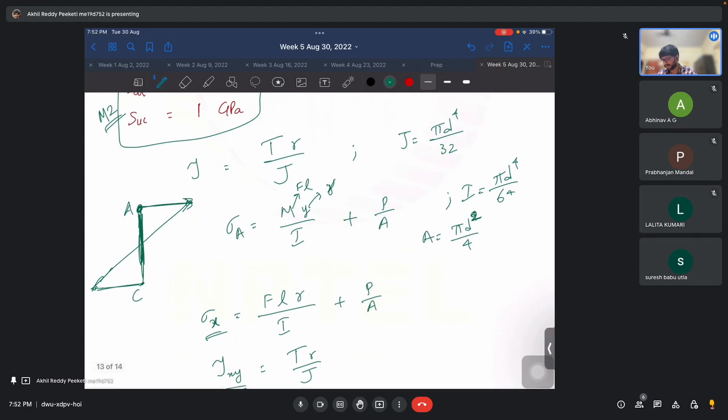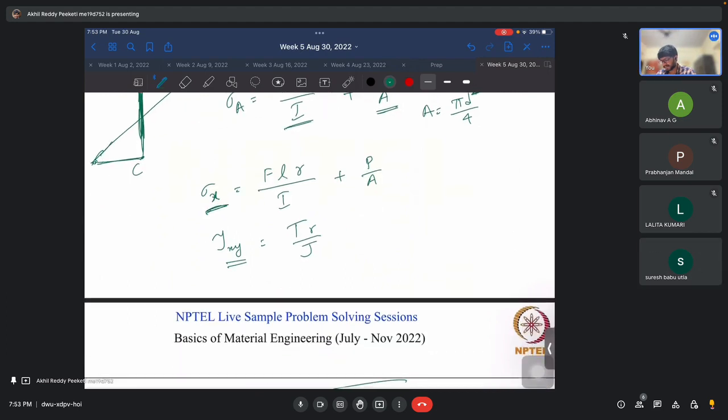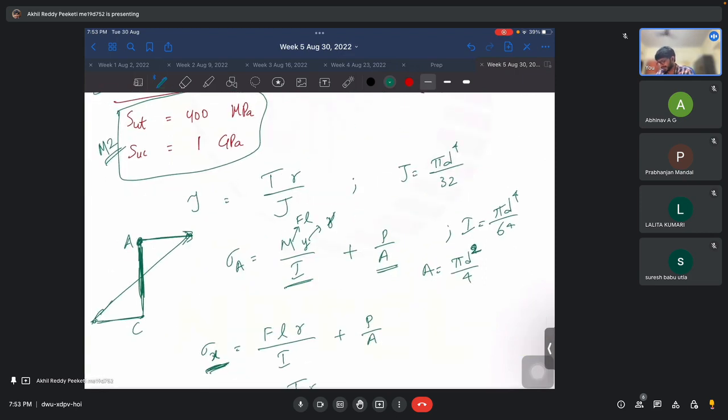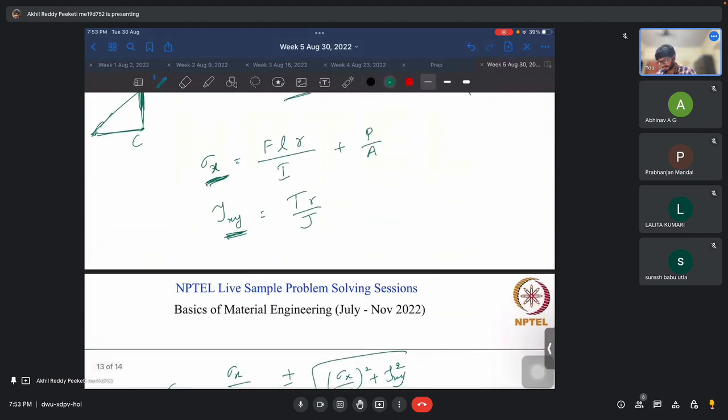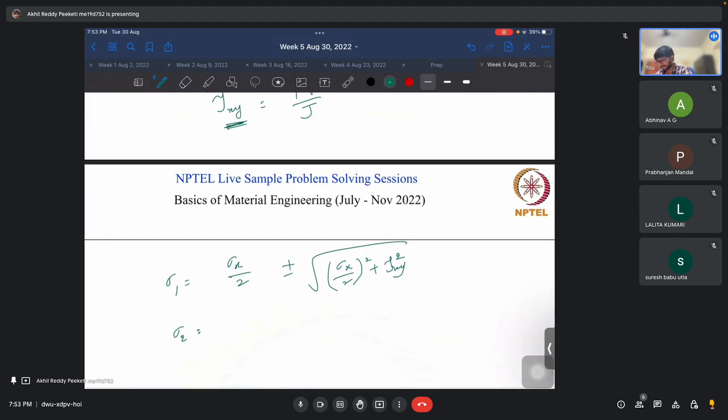Like from torque, we get the shear stress, and from the axial load and the beam bending moment we get the axial stress. So now the axial direction we are taking as x and the shear we are taking as xy. At this point the shear can be taken as out of the paper, something like this. So we have axial stress at point A and then the shear would be something like this. Now this would give you sigma 1 and sigma 2.